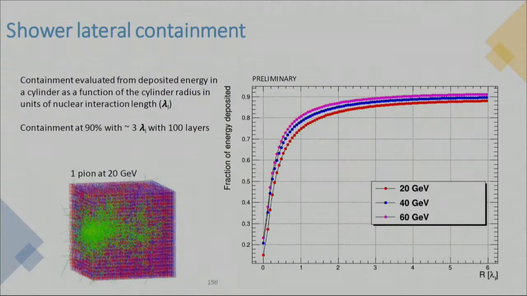The same study has been performed for the lateral containment, in particular, considering the fraction of energy deposited in cylinders of increasing radius centered on the beam direction, on the pion direction. And here, the fraction of energy deposited is expressed as a function of the radius of the cylinders in units of nuclear interaction lengths for different values of the pion energy. Here, again, almost 99% of the energy is contained within three nuclear interaction lengths.